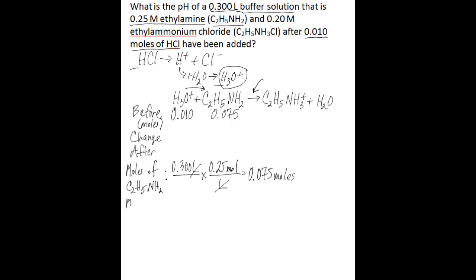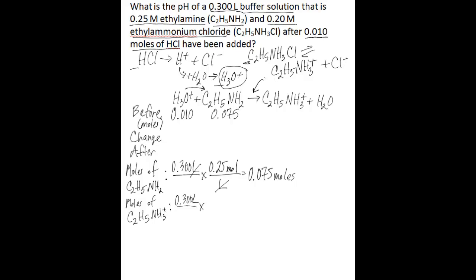We also want to find the moles of the conjugate acid of ethylamine, that ethyl ammonium cation, that are present before neutralization. So we can do the same kind of thing. You take the known volume that you start with, 0.300 liters, you multiply it by the molarity of ethyl ammonium chloride, which is given to be 0.20 molar. And when ethyl ammonium chloride is in solution, it dissociates into the ethyl ammonium cation, which is what we're interested in here, and a chloride anion. So there's a 1-to-1 molar ratio between ethyl ammonium chloride and that ethyl ammonium cation.